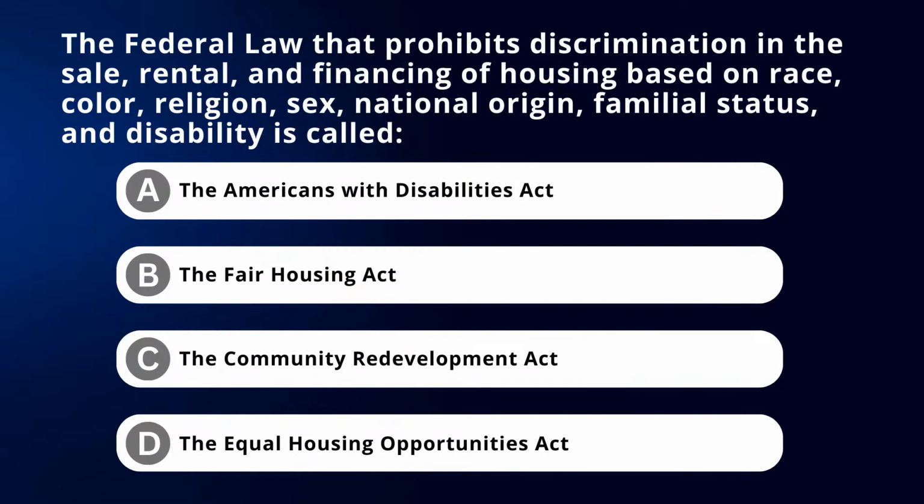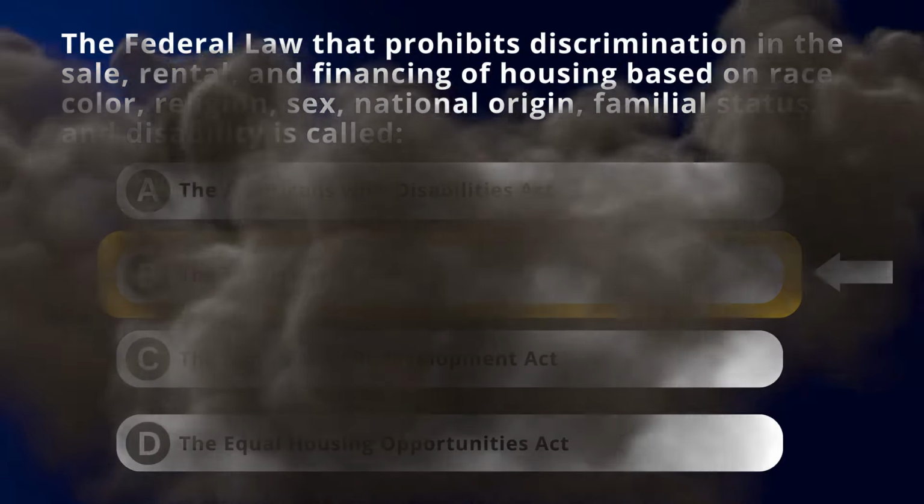The federal law that prohibits discrimination on the sale, rental, and financing of housing based on race, color, religion, sex, national origin, familial status, and disability is called, letter A, the Americans with Disabilities Act. Letter B, the Fair Housing Act. Letter C, the Community Redevelopment Act. Letter D, the Equal Housing Opportunities Act. And the answer is letter B, the Fair Housing Act.